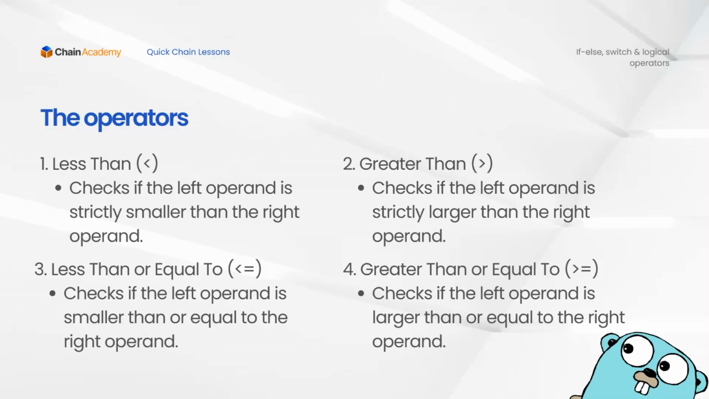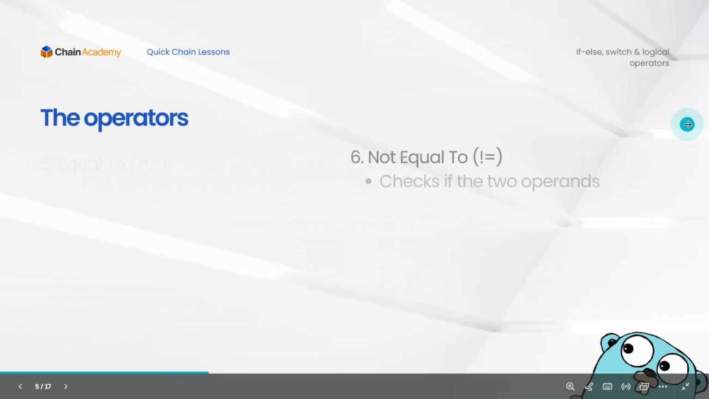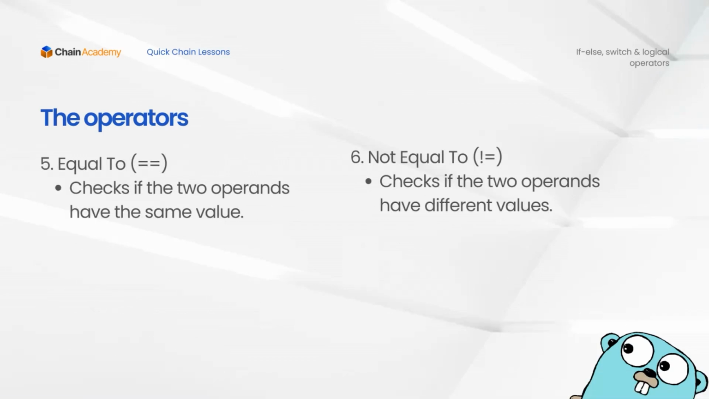The less than or equal to operator checks if the left operand is smaller than or equal to the right operand. You are combining two logics at the same time when you use this operator, and its counterpart is greater than or equal to, which checks if the left operand is larger than or equal to the right operand. We also have the equal to, which checks if the two operands have the same value, and the not equal to, which checks if the two operands have different values.